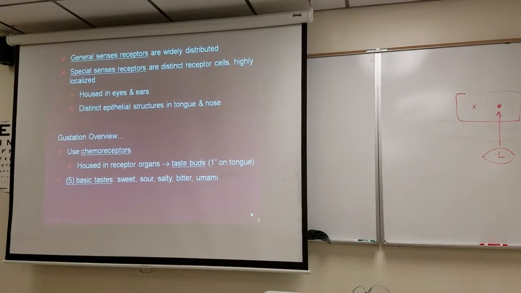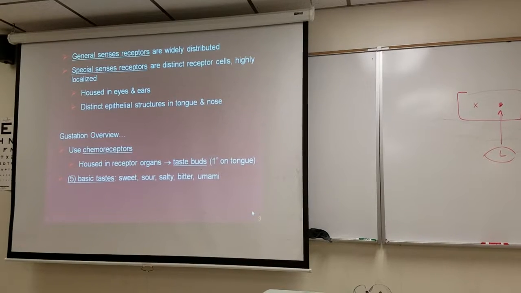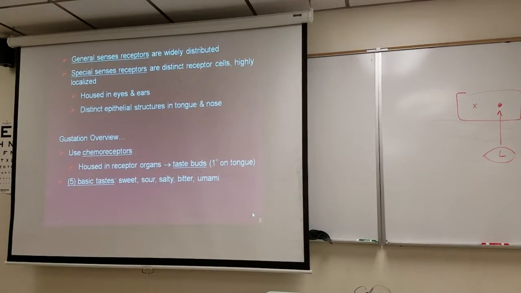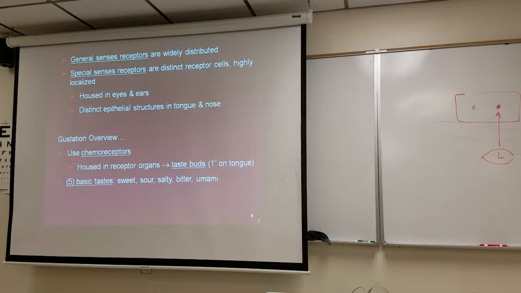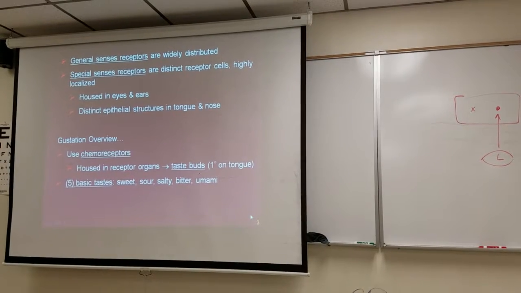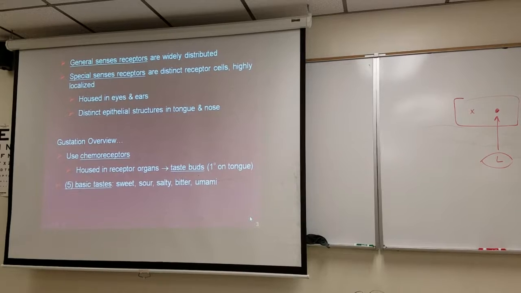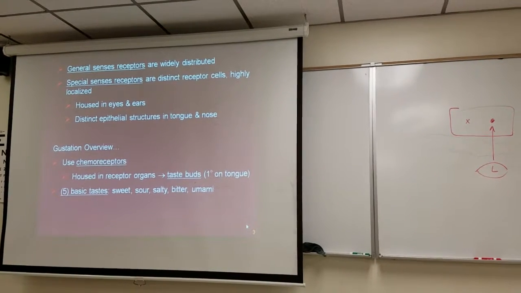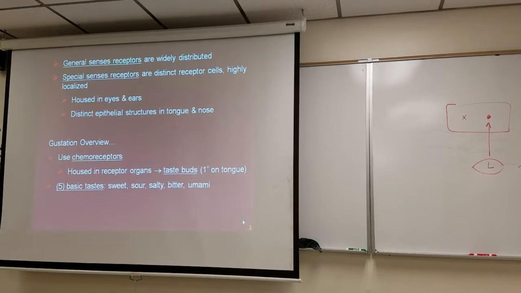And that's what vagus is involved with. Providing taste inputs from the taste buds on the epiglottis. It has nothing to do with taste from the tongue. That's just facial and glossopharyngeal. So we'll look at gustation and then olfaction and then vision.